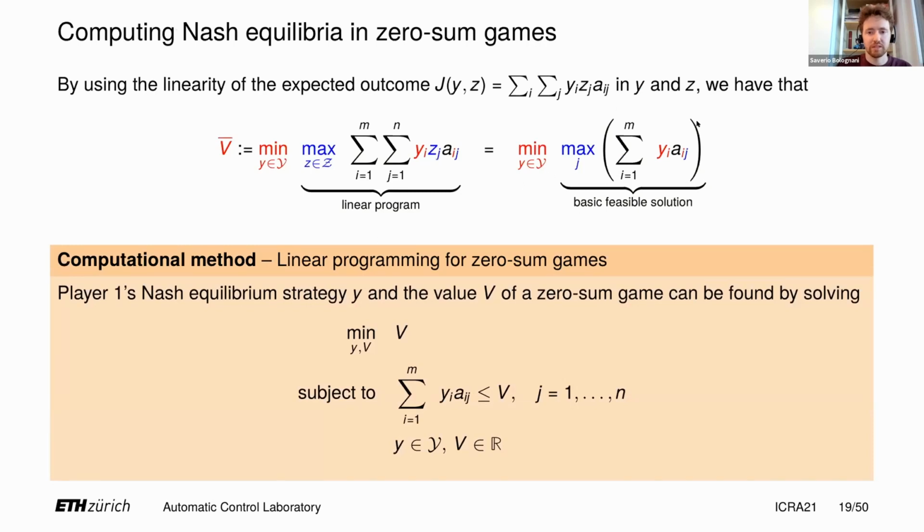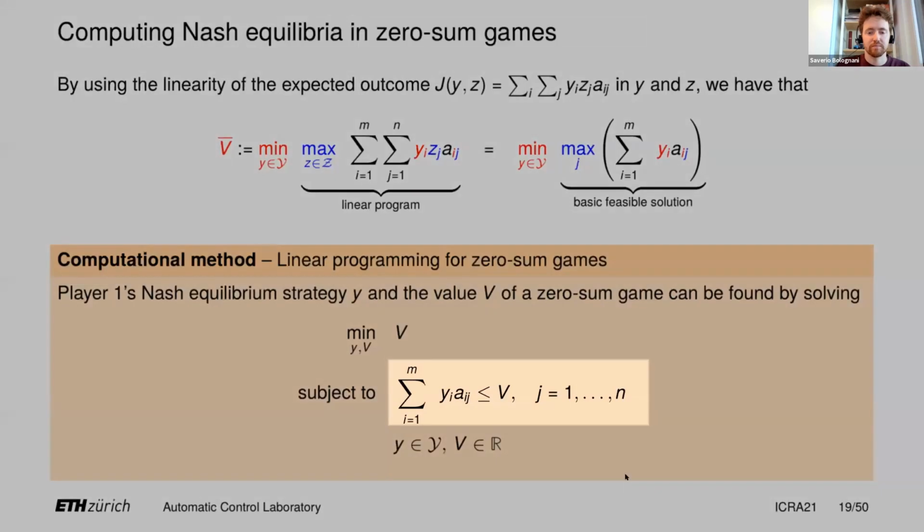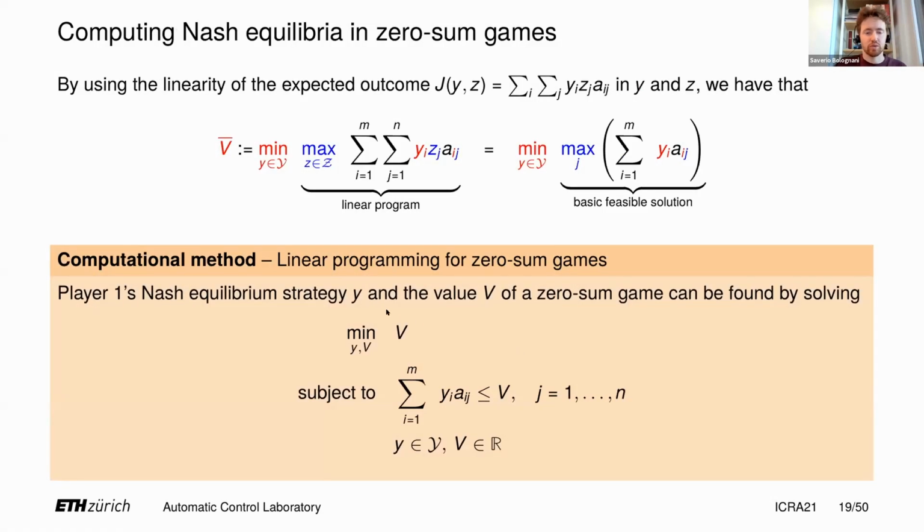Now, once you do this, then you realize that the entire thing is actually a linear program where all these basic feasible solutions can be used as constraints. So you're trying to push from above a V, a security level, such that no matter what player two does, you get an outcome which is better or equal to that. And this gives you a security strategy, which is a Nash equilibrium.